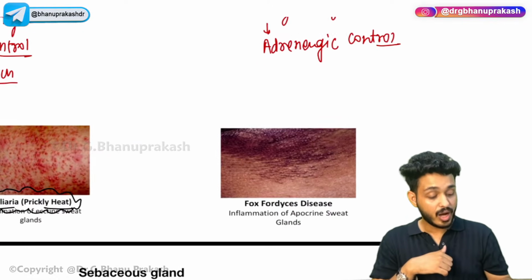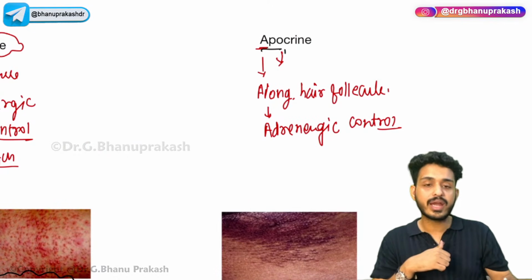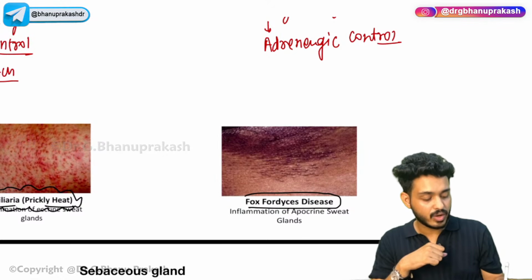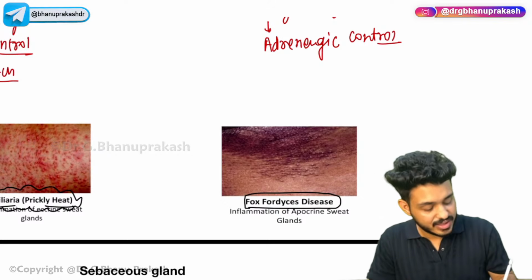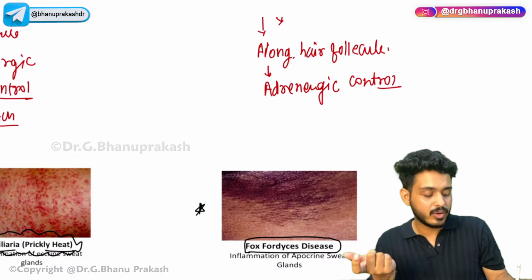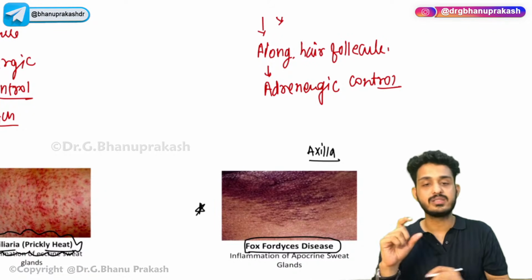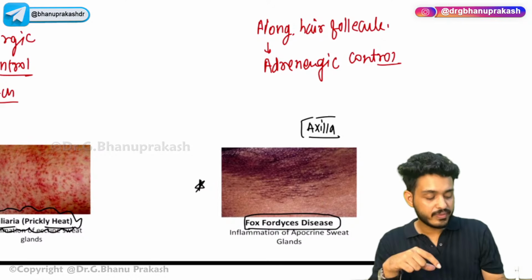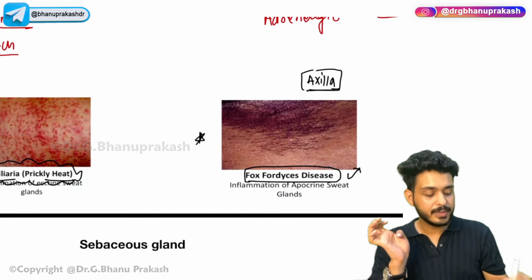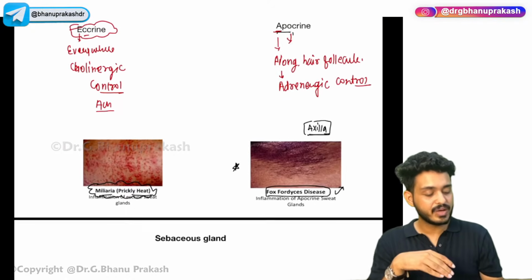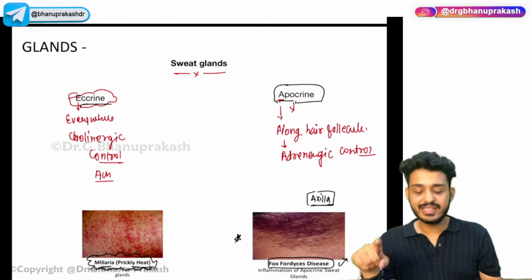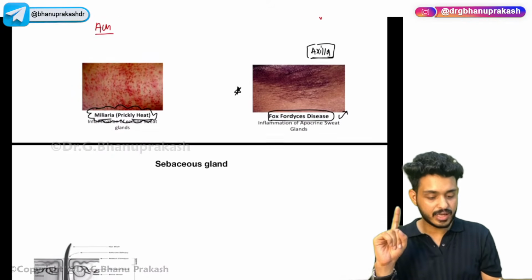Okay, bache. Now let's talk about apocrine glands. If there is inflammation of apocrine glands, there will be a disease known as Fox-Fordyce's disease. Just remember the history. I have told you apocrine means they will be opening around some part where there are hair follicles. So you will be given an image of axilla, or a history along with hair follicles, and your answer would be Fox-Fordyce's disease. Just remember, Fox-Fordyce's disease is an inflammation of apocrine gland, and this one, malaria, is inflammation of eccrine gland. Okay, these two are done.